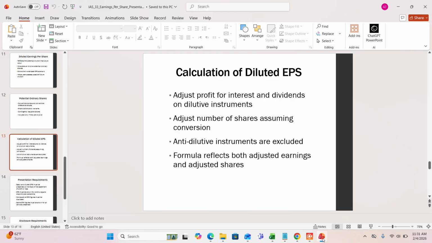Calculation of diluted EPS. To calculate diluted EPS, the profit figure is adjusted for interest, dividends, and tax effects related to dilutive instruments. The number of shares is also adjusted, assuming full conversion of potential ordinary shares. The calculation must be performed sequentially from most dilutive to least dilutive instrument to ensure accuracy.